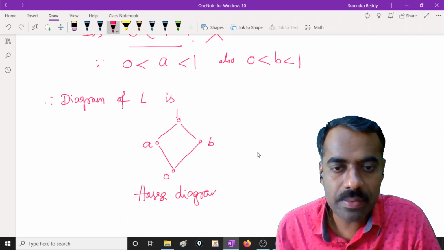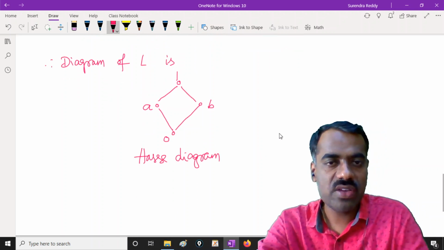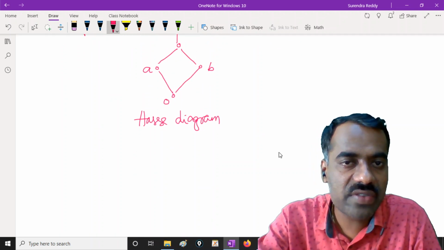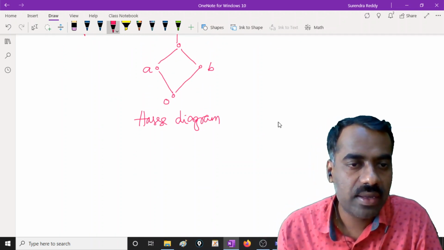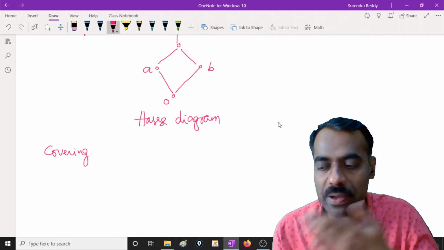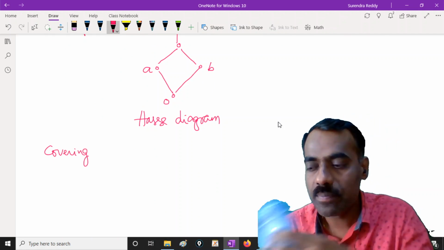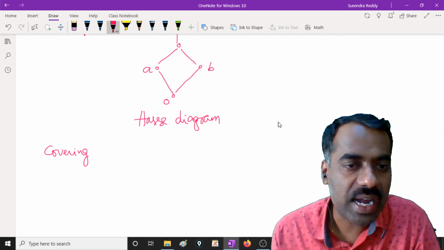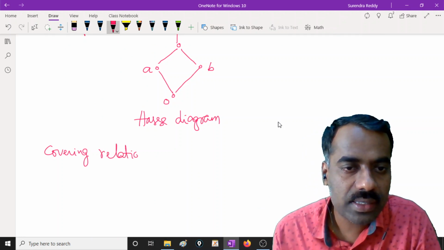In a Hasse diagram, minimal relations will be there. You can call this a covering relation. Whatever lines we have represented here, they are actually covers: one element covers the other. So you can call this the covering relation.